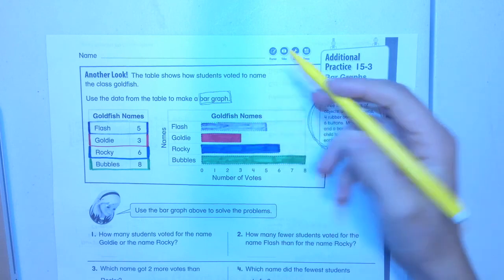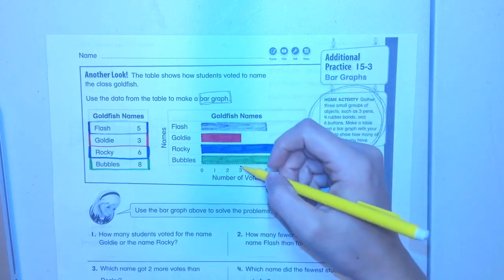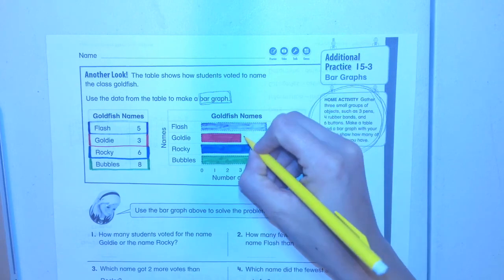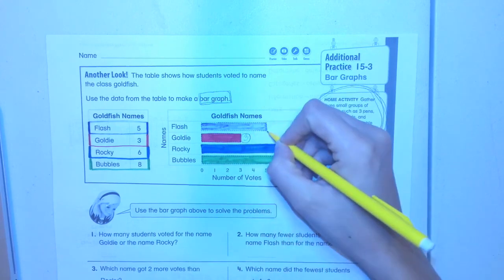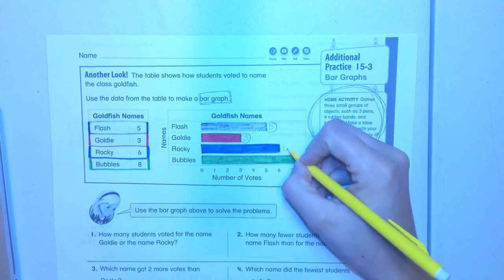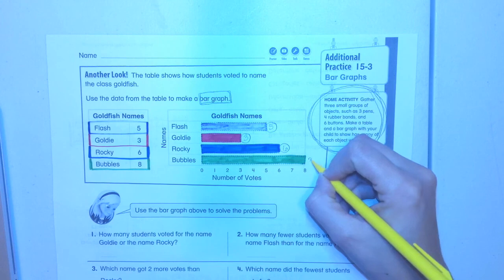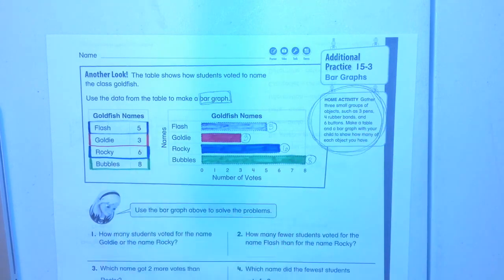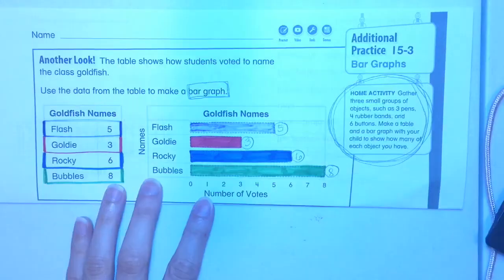So they go all the way to the number, and I have to figure out, in order to read it, which number it lines up with. So this one lines up with 3. This one lines up with 5. This one lines up with 6. And this one lines up with 8. And if I look, these are the same numbers that are on my data table over here.